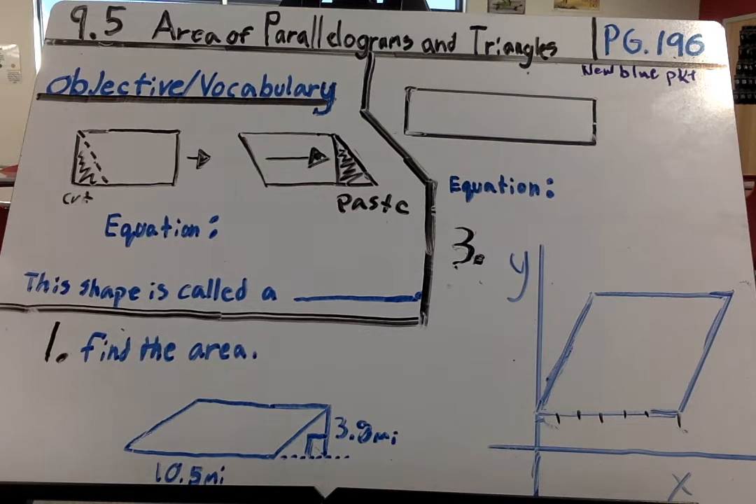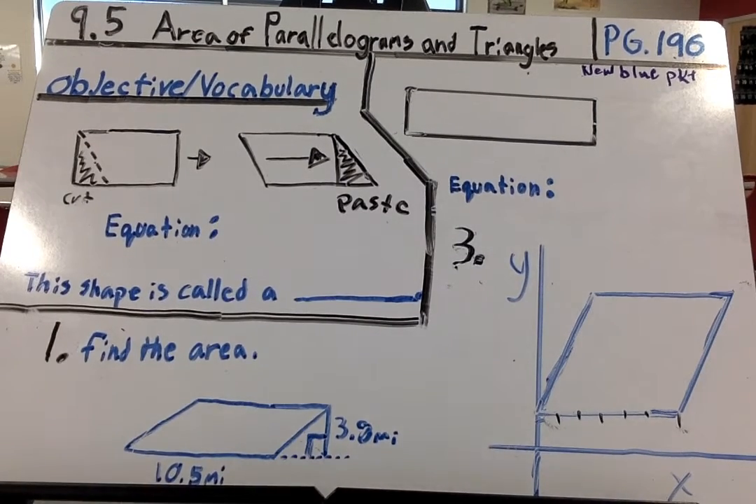Hello students, today we will be going over 9.5. This is page 196 in your new blue packet. Our objective: I can find the area of parallelograms and triangles.